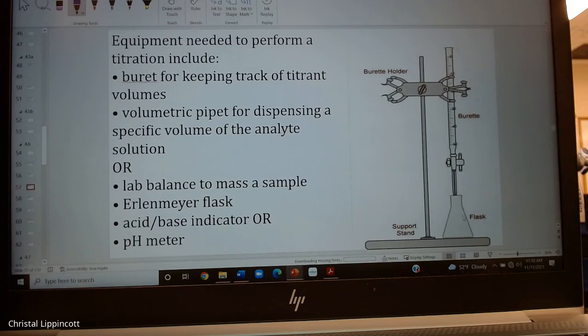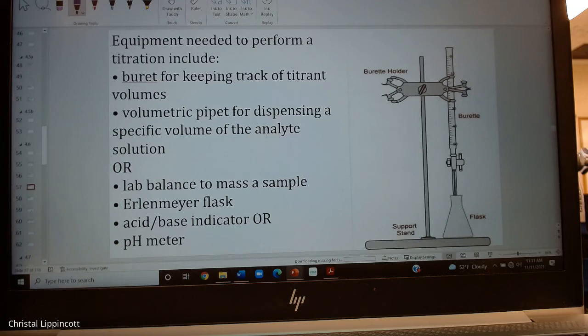And then typically you'll also have a lot of times like a waste beaker that you use to be able to drain this or to get it started. You need to make sure that there's no air bubbles down in the tip here. If there is, you kind of got to lightly flick it. Remember, you've got what's called a stopcock here. The stopcock is what's going to control the flow of your titrate down into your analyte.